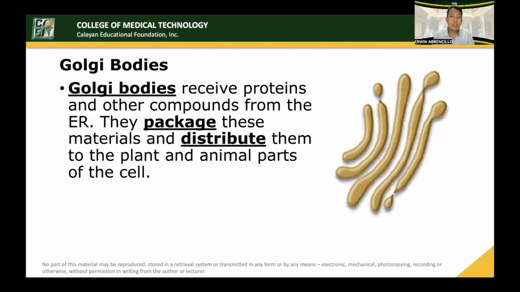On the other hand, we have Golgi bodies, which receive proteins and other compounds from the ER. So they package material and distribute them to the plant and animal parts of the cell. There are parts that can also package whatever products there are inside the cell. So it is essential to pack all these things so that they can be properly distributed to the plant and animal parts of the cell.